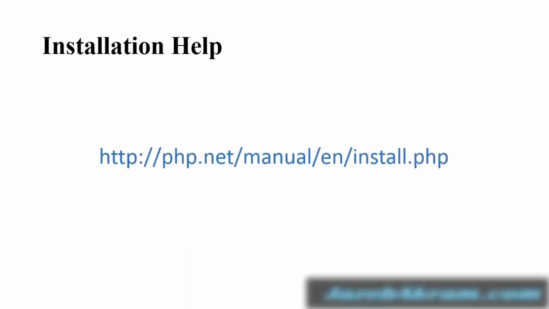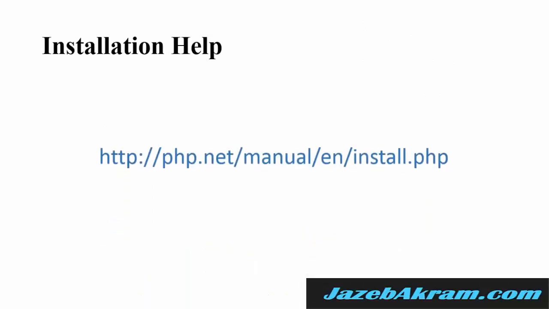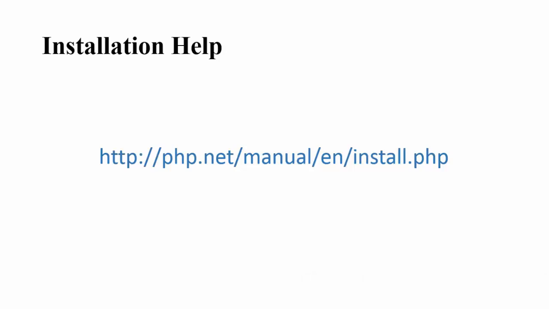If you need any assistance while installing PHP, you can simply visit the PHP website php.net/manual. You can choose the English version, install.php, and you can see your system specification, and if there is any kind of problem, you can solve it on the fly.